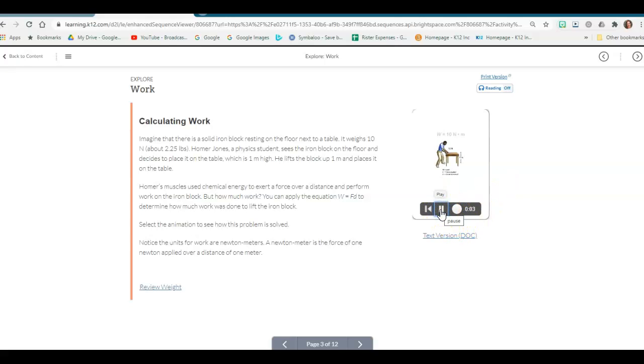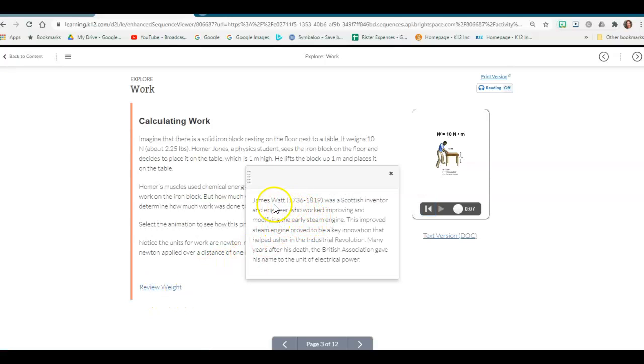You can see that he's picking it up. It's very tiny here. And so you're seeing just picking up the block. So notice the units for work are Newton meters. That's also something helpful to have in your notes. A Newton meter is the force of 1 Newton applied over the distance of 1 meter.